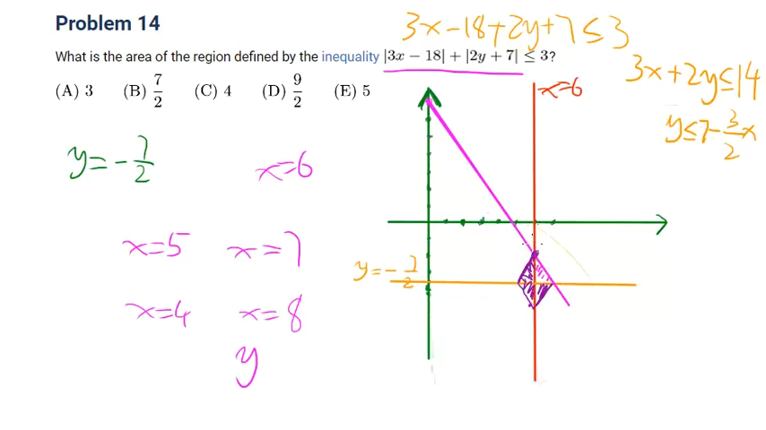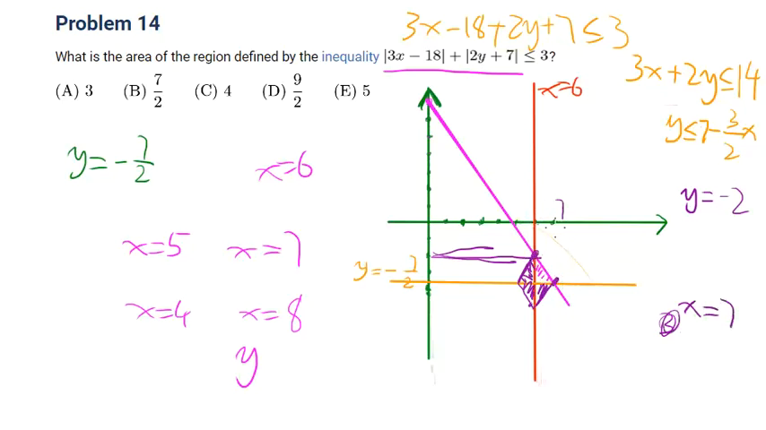Now, anyways, we calculate the intersections of these two lines. We just plug x equals 6 into here, and we will get y equals negative 2. Similarly, we could plug this in there. We will get x equals 7.